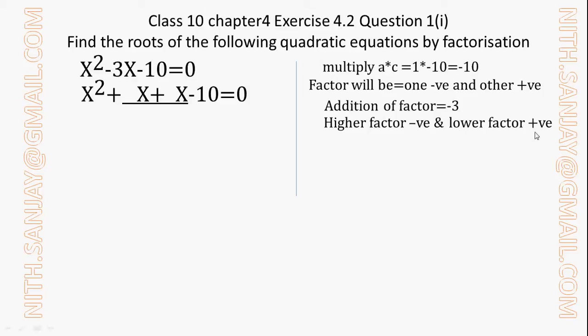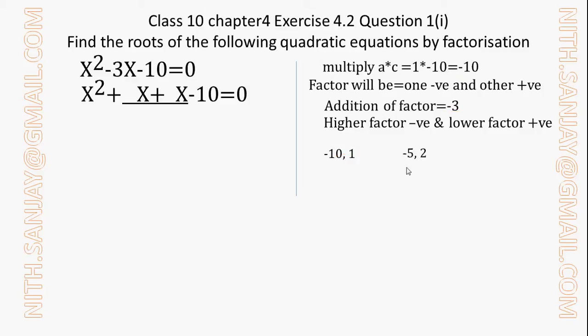One will be positive, another will be negative. The higher number will be negative and the lower number will be positive, right? So I can make the factor of 10 like this: minus 10 and 1. So they will add up to minus 9. So this cannot be my number. Why? Because they will multiply to minus 10, but they will not add up to minus 3. They will add up to minus 9. So I will reject it. So this is not my number.